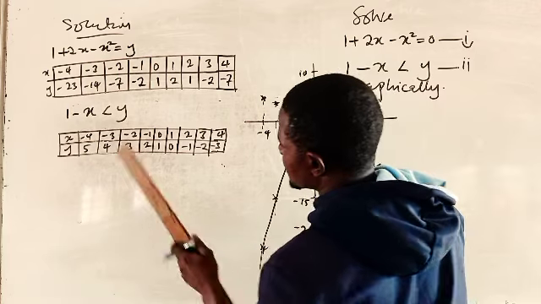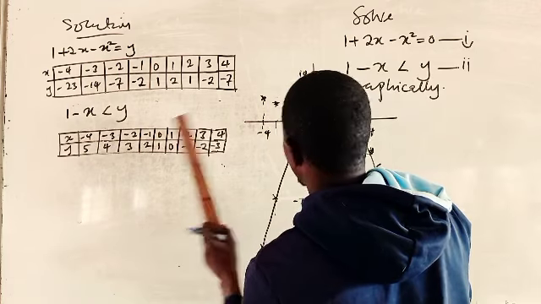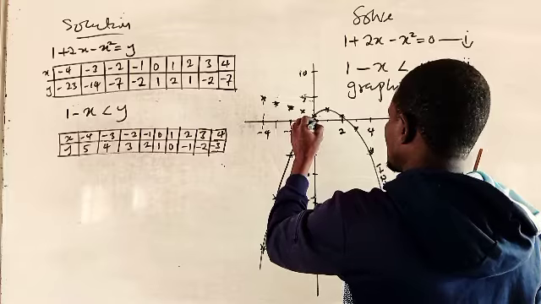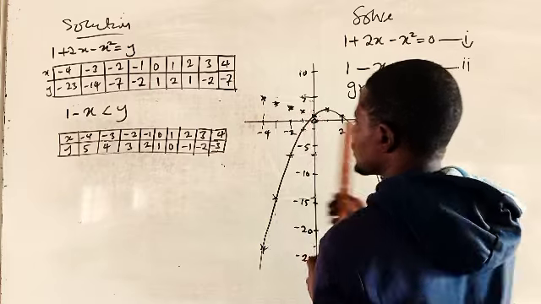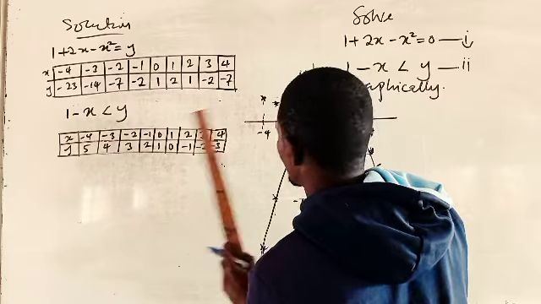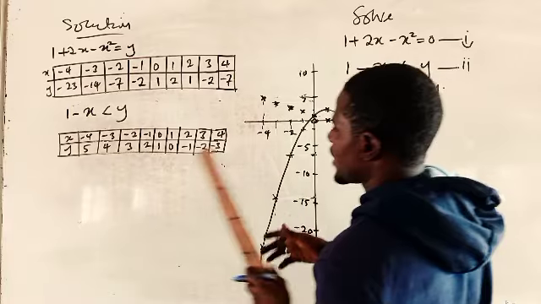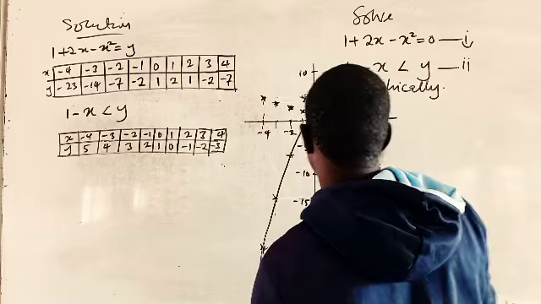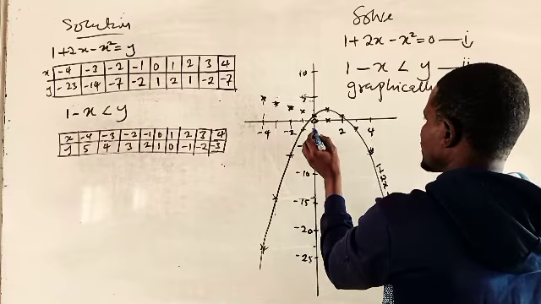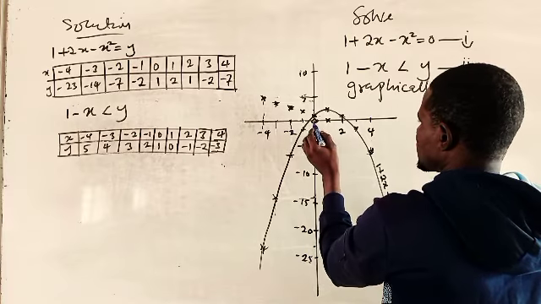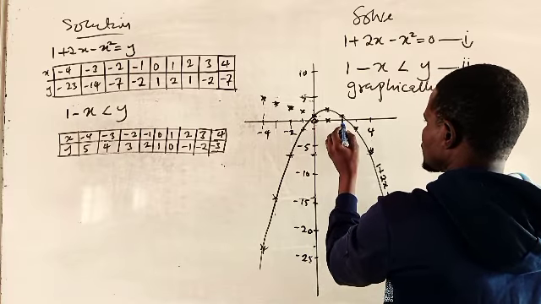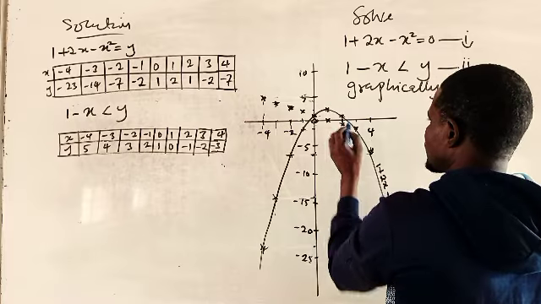Then when x is 0, y is 1, which is here. When x is 1, y is 0, which is here. When x is 2, y is minus 1. Minus 1 should be here, so this is where it's going to be, minus 1.